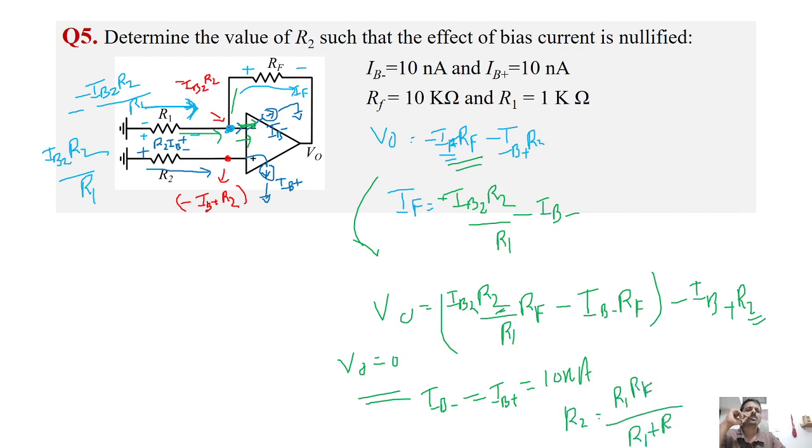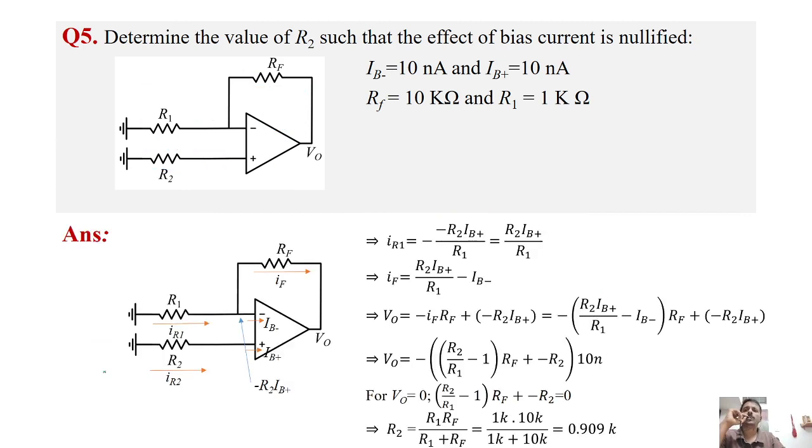You just need to rearrange these terms. Okay, rearrange these terms. We will get R2 equal to R1 into RF by R1 plus RF. So this is how we will find the value of R2 such that the effect of the bias current is nullified. Okay, I will just clear these terms and I will show the solution that I have written.